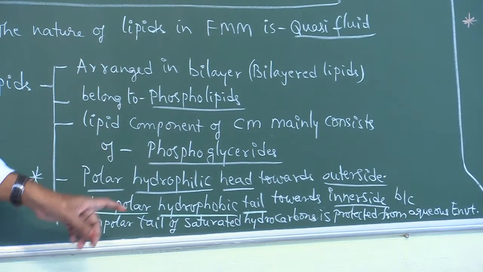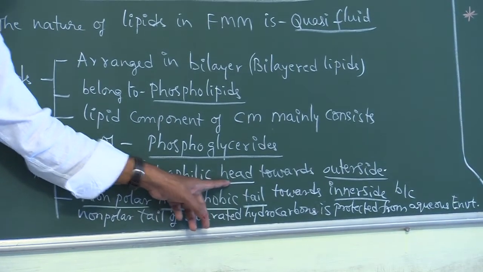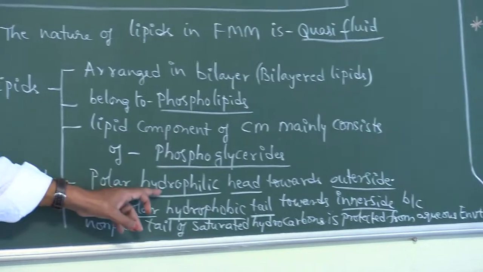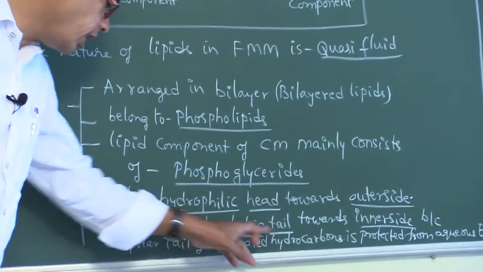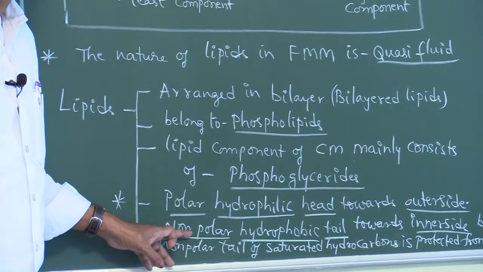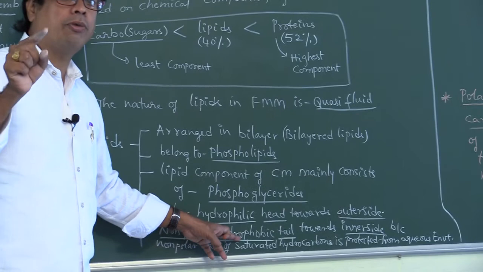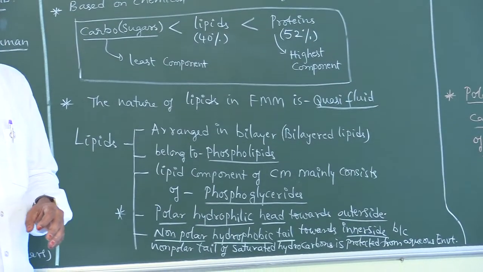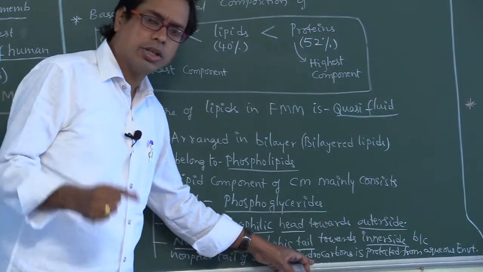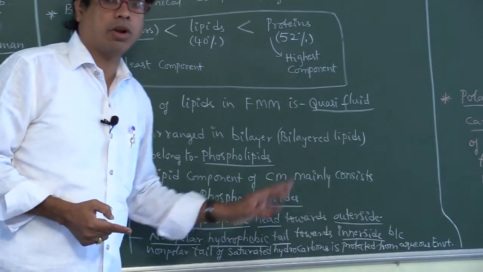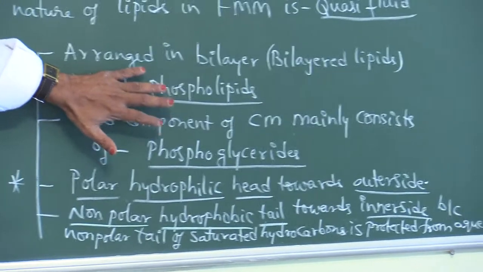So, polar hydrophilic head. Head is polar or non-polar? Polar. Head is hydrophilic or hydrophobic? Hydrophilic. Those points you have to remember. Tail is non-polar or polar? Non-polar. Tail is hydrophilic or hydrophobic? Hydrophobic. Why is the tail present towards the inner side? Because the tail of saturated hydrocarbons is protected from the aqueous environment. That's why the tail is always present towards the inner side. Okay?